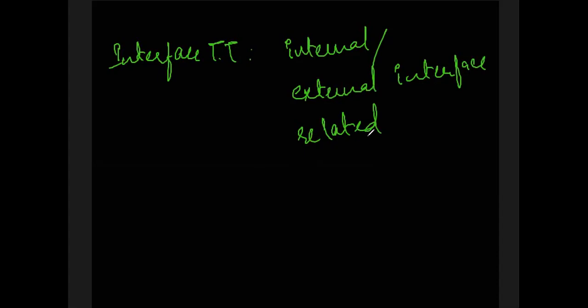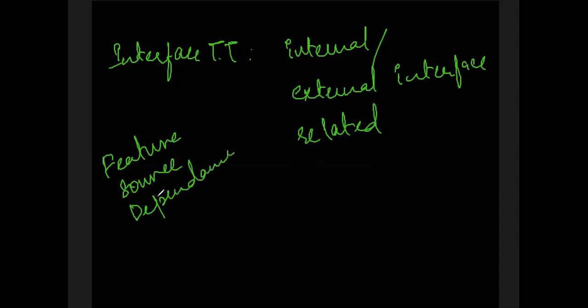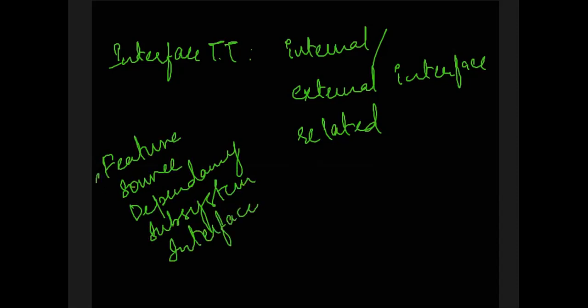So these are the 5 types of traceability tables that we have studied. One is the feature traceability table, the source traceability table, the dependency traceability table, then the subsystem traceability table, and the interface traceability table. So based upon your requirement, you're going to make use of the specific traceability table.